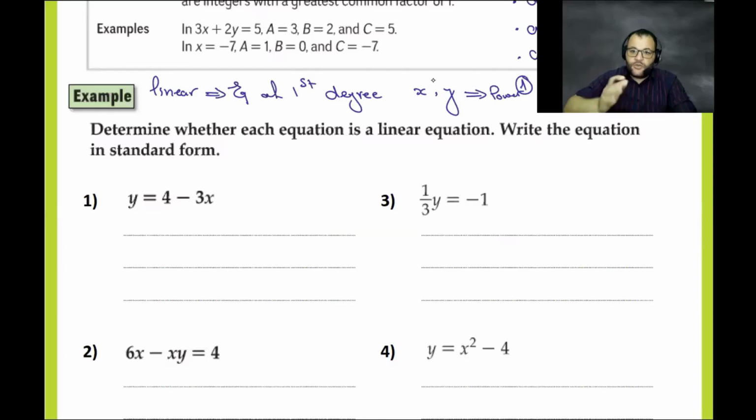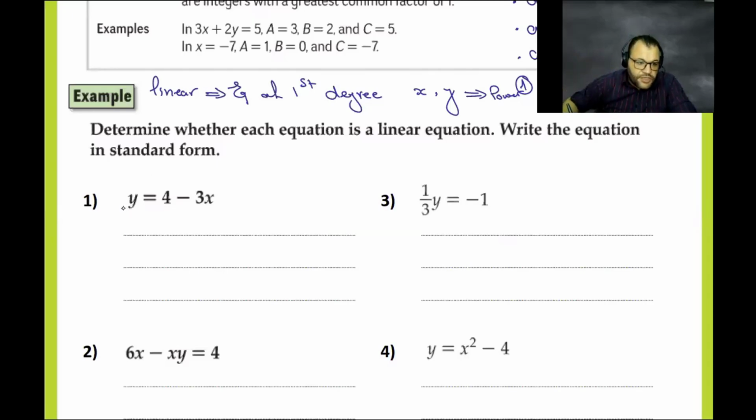Just look at x and y, both of them to the power 1, and not multiplied together. So look at y now. Y here is raised to the power 1, and x is raised to the power 1. Look at each term in the equation.